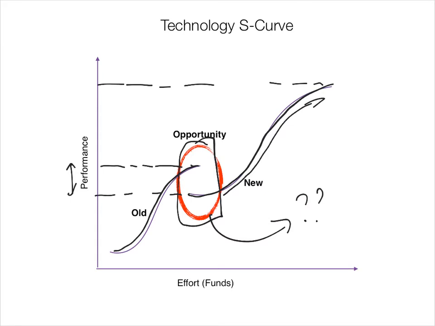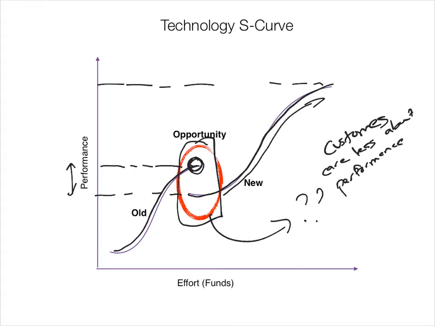I've already told you that the performance of the new technology is worse than the old technology. So why is anyone going to come to you? Well, you have to find customers that care less about performance and care more about other things. This is the essence of a disruptive innovation.